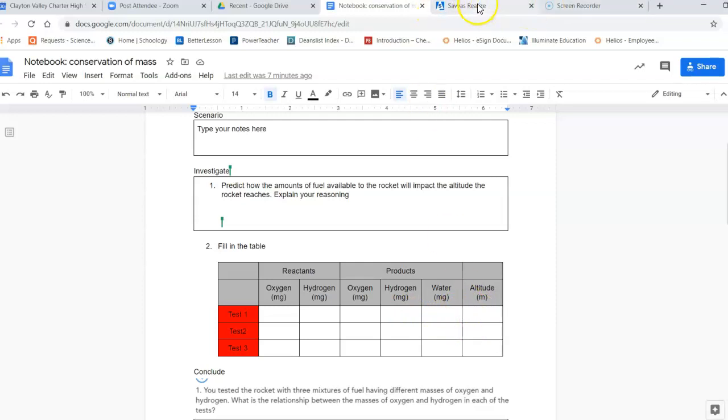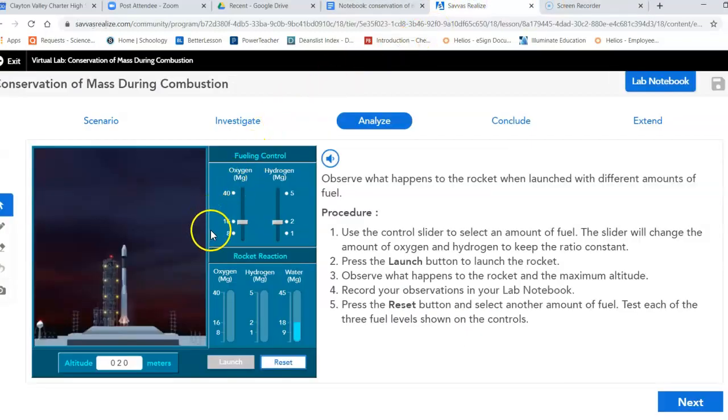So let's go back. Here's going to be your amount of reactant, here's going to be your amount of product, and here's going to be the altitude. I should have launched the rocket with the lowest amount, so I made a mistake, but it's okay. It doesn't really matter. I'm just going to launch at this amount. This is the amount of oxygen and hydrogen. I'm going to launch again.